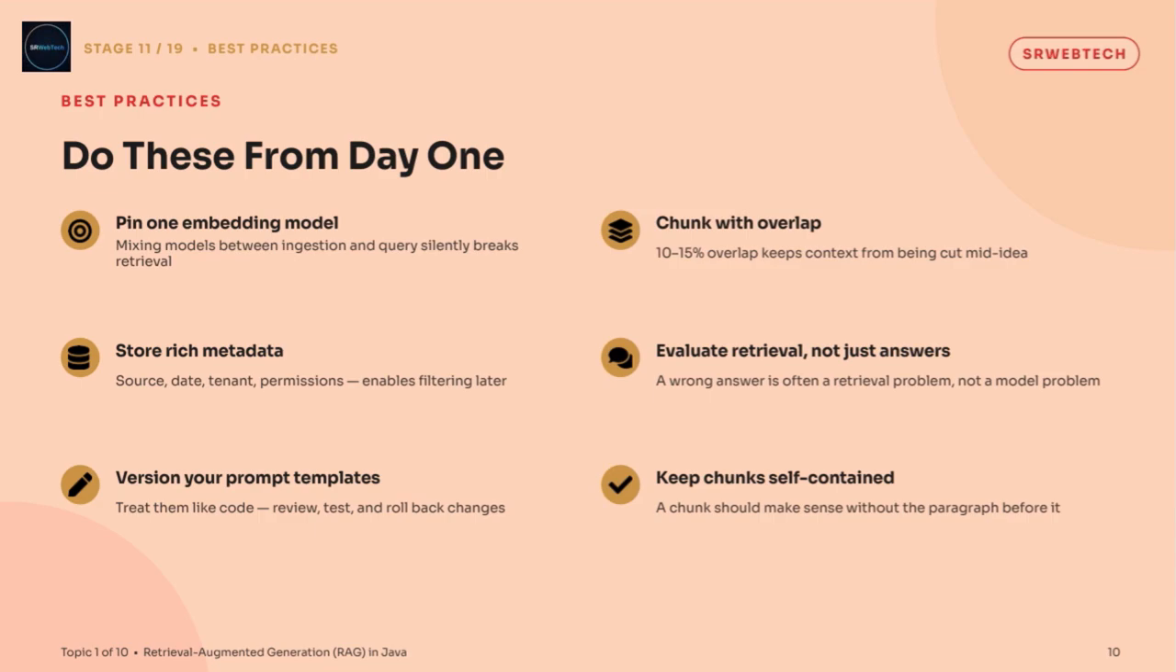Version your prompt templates to stay organized. Remember, a wrong answer usually points to a retrieval issue, not the model itself. So, evaluate your retrieval process, not just the final answers. Store rich metadata like source, date, and permissions to enable better filtering later. Overlap chunks by 10 to 15% to avoid cutting ideas in half. And don't mix embedding models between ingestion and query. Pin one model from day one to keep retrieval solid.